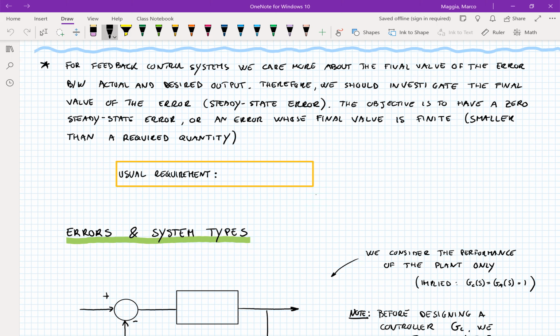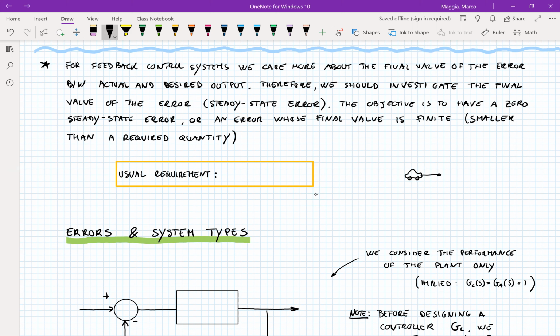Sometimes, especially when we're dealing with feedback control systems, we care more about the final value of the error rather than the final value of the output. And let me explain to you what I mean. Let's say that we want to follow a car that travels at constant speed on a road.